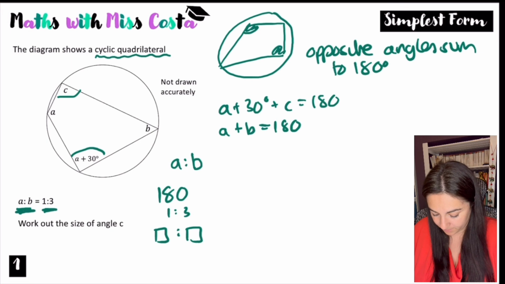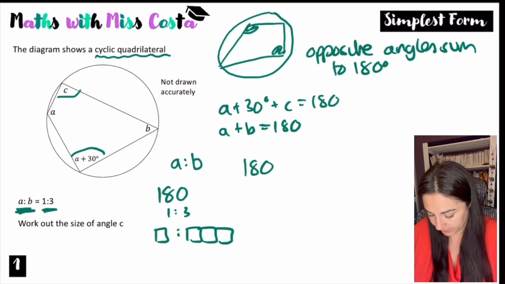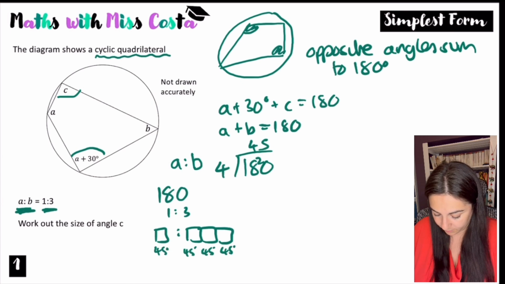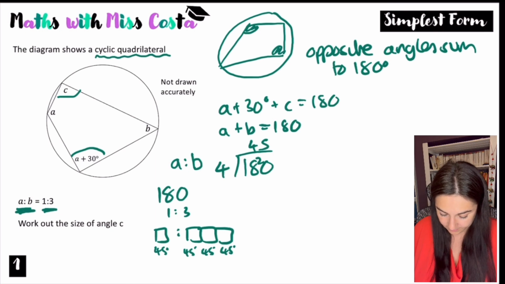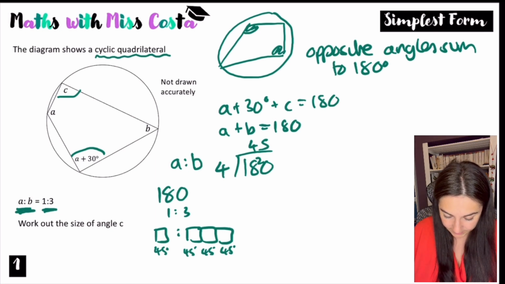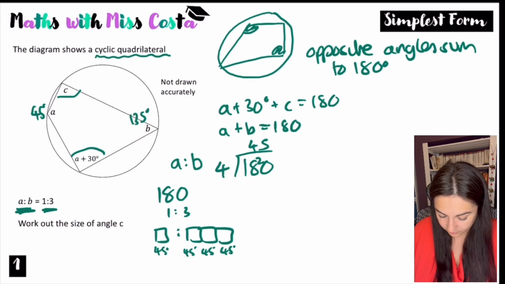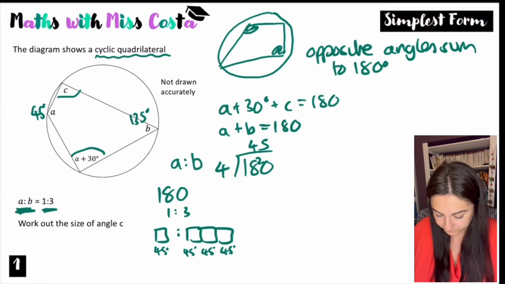So that's 1 part to 3 parts. So in total, that's 4 parts. So 180 divided by 4. 4 into 18 goes 4, remainder 2. So 4 into 20 goes 5. So each little part is 45 degrees. So therefore, angle A is 45 degrees, and angle B is 45 times 3, which is 135 degrees.